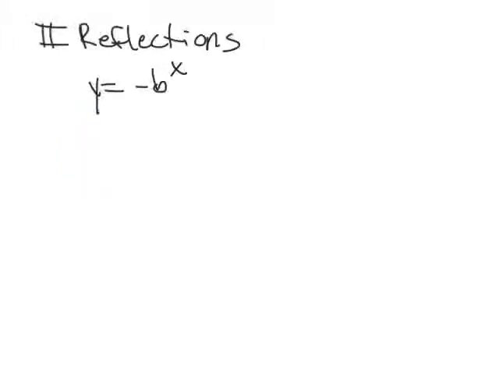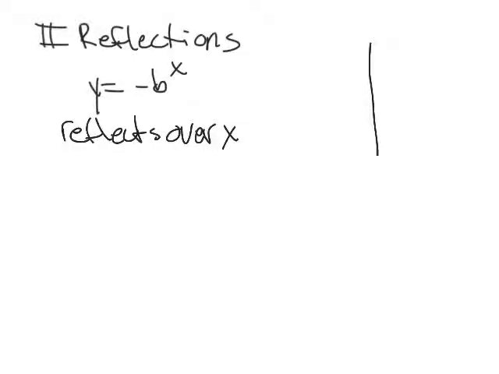So we're going to cover reflections as well. A reflection, when I have a negative 1 as a coefficient outside of the function, affects your y values. So what that means is it's going to reflect over the x-axis. Reflects over x. So if I just want to sketch this very quickly, here's my x, here's my y, and my regular function looks like that.